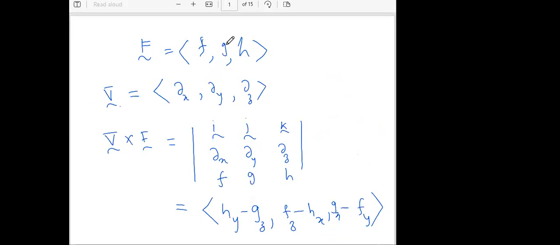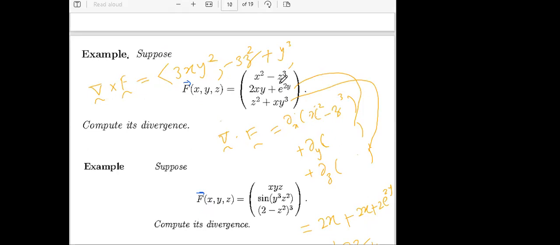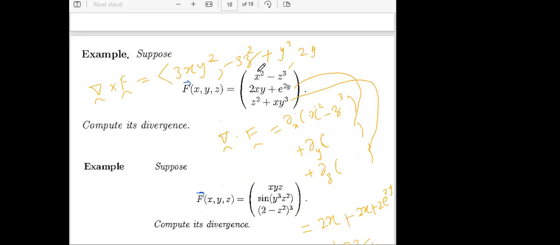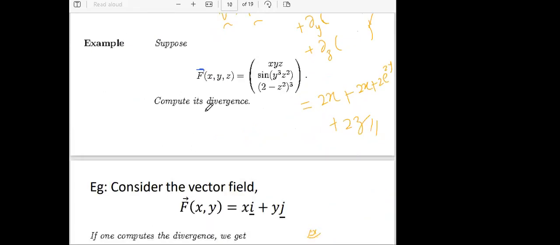The middle one with respect to x, yes, 2y. First one minus first one with respect to y. First one with respect to y, no y here. This is the curl of f. Yeah, very easy to compute the curl.